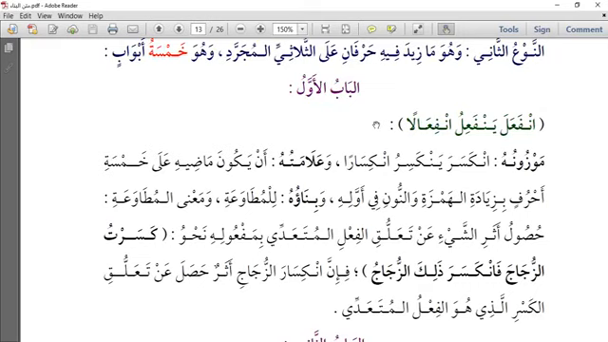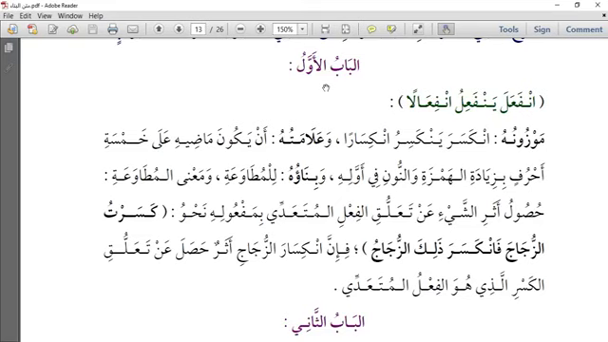We'll be starting off with Sarf today, inshallah, and we'll continue from where we stopped in our last class. Today we are looking at the explanation of the book Matnul Bina, and we are looking at Al-Babul Awwal fi Af'al al-Khumasiyya, the first chapter under the 5-lettered verbs, inshallah.